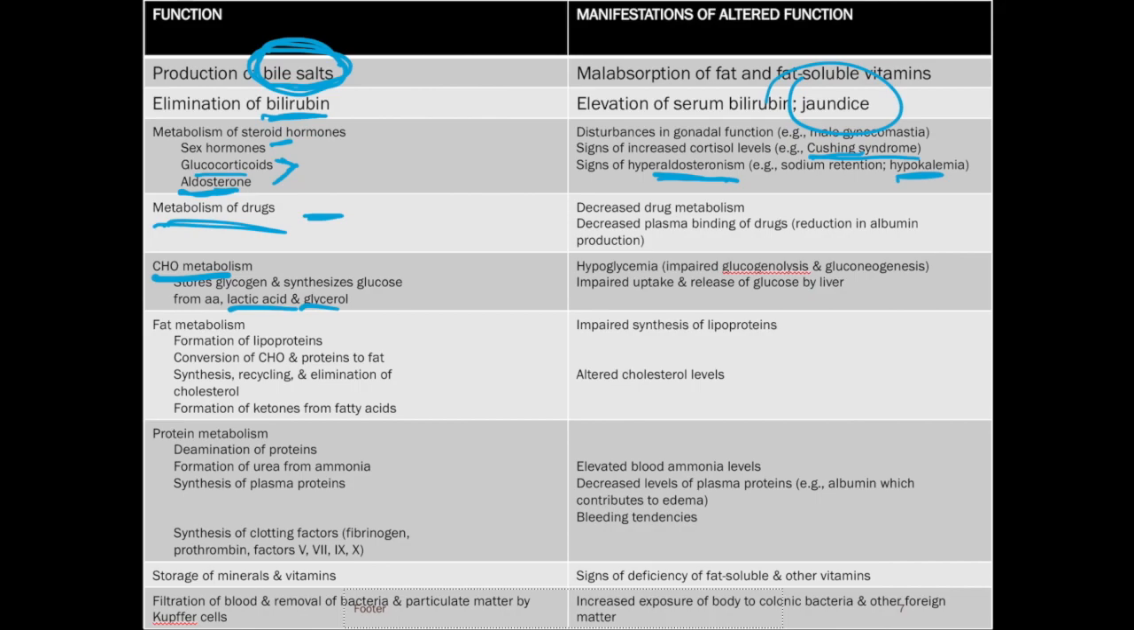creating gluconeogenesis, so creating glucose, or a glycogenolysis, which is breaking up glycogen and releasing glucose. If the liver is not able to do that, what's going to happen? You're not going to have enough glucose in your blood, and you're going to have hypoglycemia.